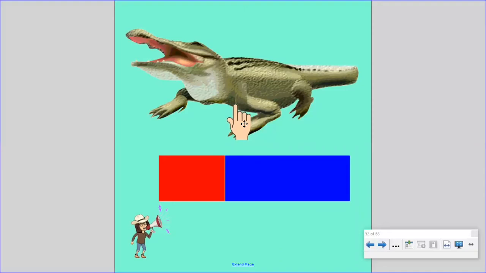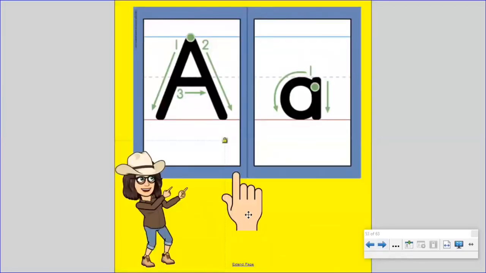Say alligator. Stretch it out. Alligator. Say it with me. Alligator. What sound do you hear at the beginning of the word alligator? Did you say ah? That's right. Alligator begins with the ah sound. What letter makes that sound? Did you say the letter A? You're right. The letter A makes the ah sound in the beginning of alligator.